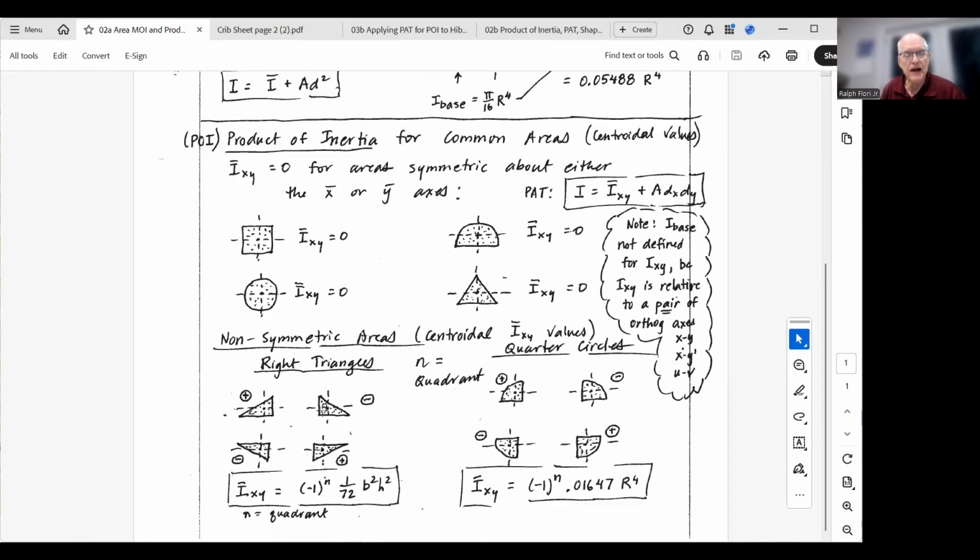The same with right triangles. The I bar for these right triangles, the magnitude of them, is 1/72 b squared times h squared. At this orientation here, the I bar is negative, in a quadrant one orientation.